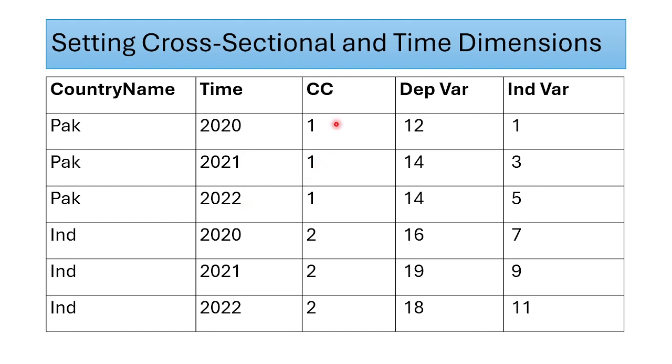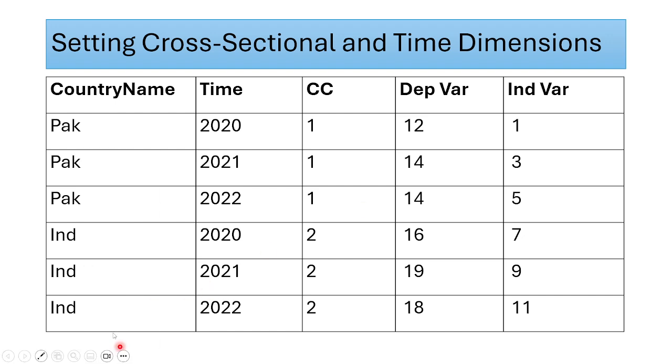What we need is to generate a country code. The country code does not change over time and it remains the same for the cross-sectional unit. However, it is unique for the next cross-sectional unit. Here you can see it is 1 for Pakistan and 2 for India, and it will keep changing for the next cross-sectional unit. We need the dependent variable, then the independent variables, and after that we have the control variables.